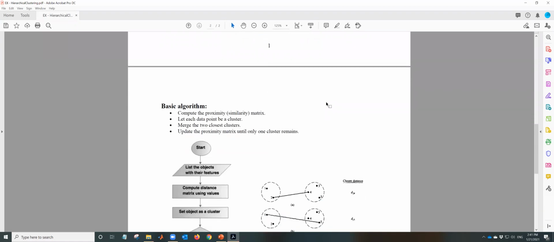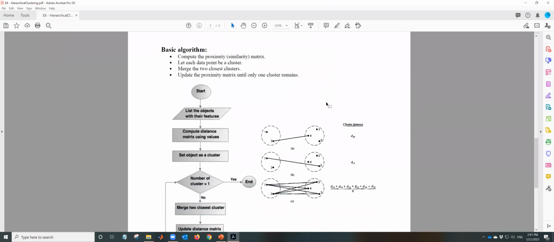Now, single linkage. Let's look at the algorithms first. So basic algorithms, we compute the proximity or similarity matrix like the one that we were given. We are already given the proximity matrix. If you were not given the proximity matrix, for example, if you were given the original data, like in the exercise of distance computation, we have different kinds of observations, and each observation has different predictors. In this way, we need to do the proximity matrix calculation.